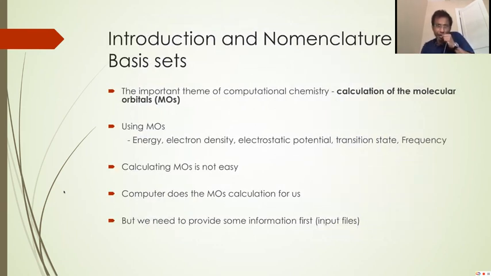So, introduction and nomenclature of basis sets. In computational chemistry, a very important thing is the calculation of the molecular orbitals, MOs, right? Using MOs, you can calculate energy, electron density, electrostatic potential, transition state, frequency, a lot of things, right? But calculating MOs is not easy. The computer does the MO calculation for us, but we need to provide some information first, like input files, a lot of information you have to put, then you will get the result. Next slide.